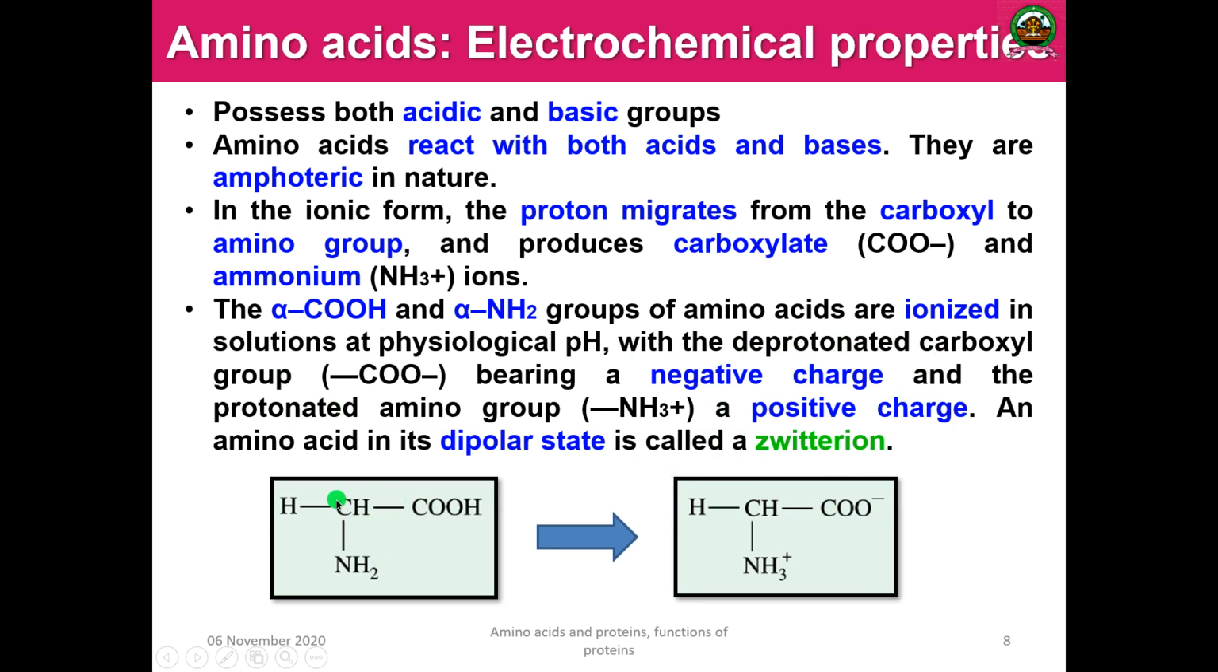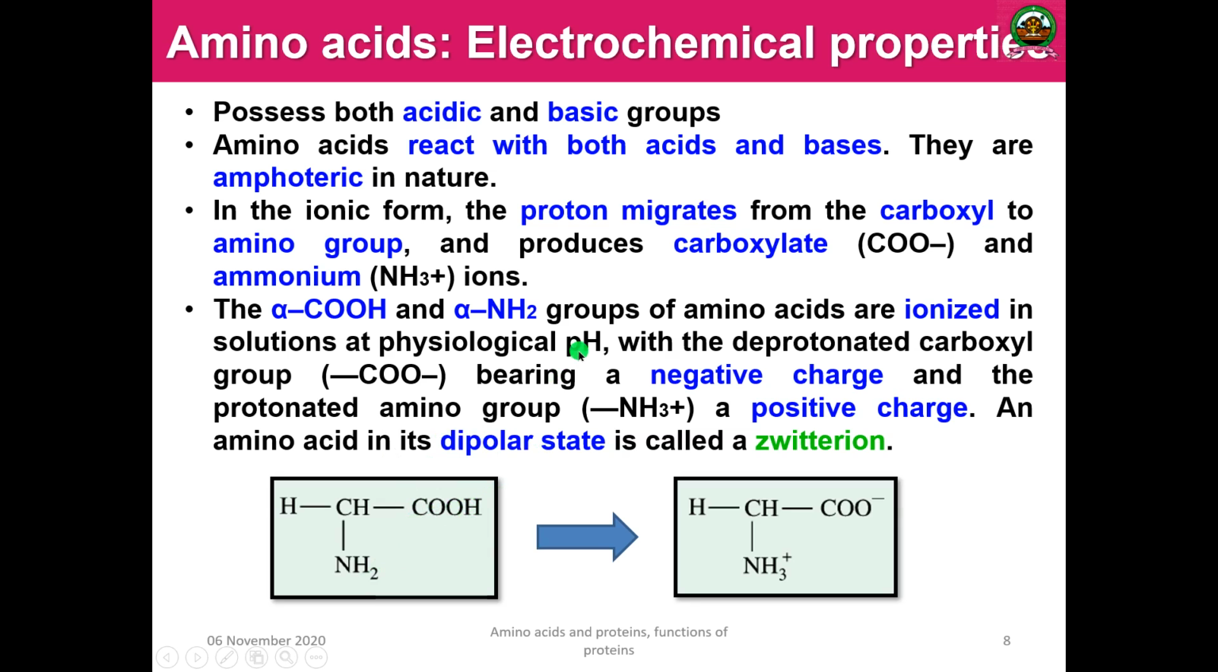This carbon atom is known as the alpha carbon atom, that is, alpha carboxylic acid and alpha amino group of the amino acids are ionized in a solution at physiological pH, with the deprotonated carboxyl group, where the proton is migrated from the carboxyl group, bearing a negative charge, and the protonated amino group.